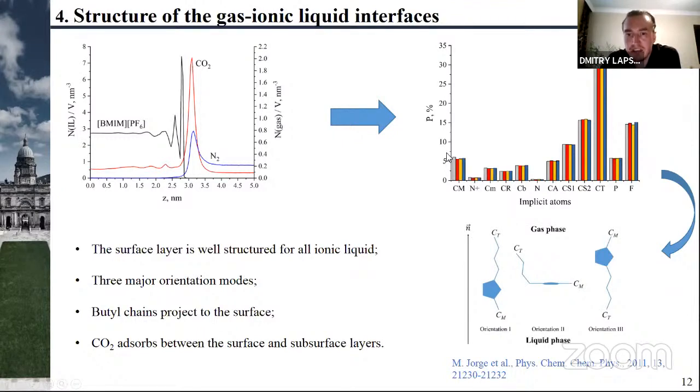We also find some amount of methyl groups attached to the imidazolium ring, and this means that we have another orientation mode where the imidazolium rings are present on the surface. And we also see that there is a notable amount of anions on the surface. So this is a very brief illustration of what we can say about the structure of the surface layer. Of course, you can apply other analytical techniques in order to extract more information.